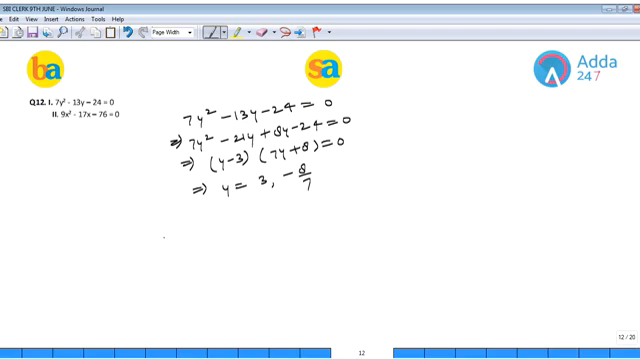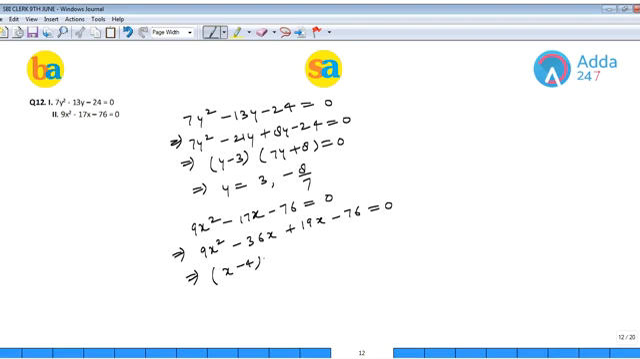And the second equation is 9x square minus 17x minus 76 is equal to 0. This implies 9x square minus 36x plus 19x minus 76 is equal to 0. This implies (x minus 4)(9x plus 19) is equal to 0. So this implies x is equal to 4 and minus 19 by 9. So we can see that no relation can be established here.